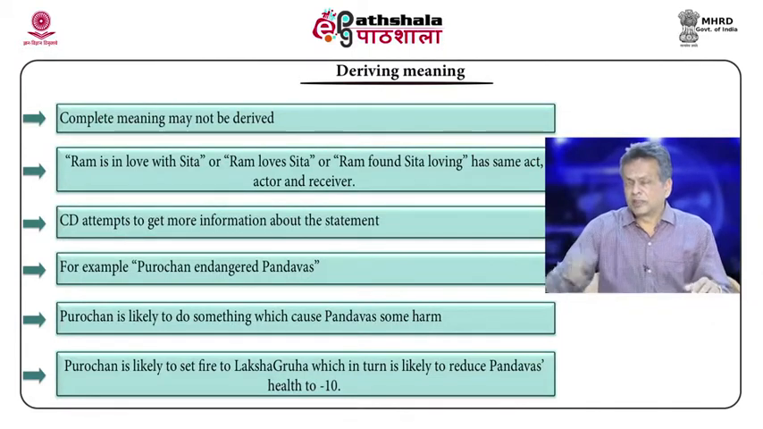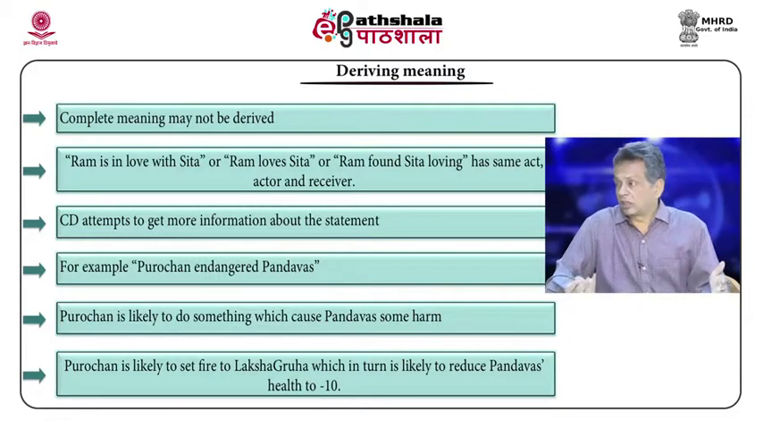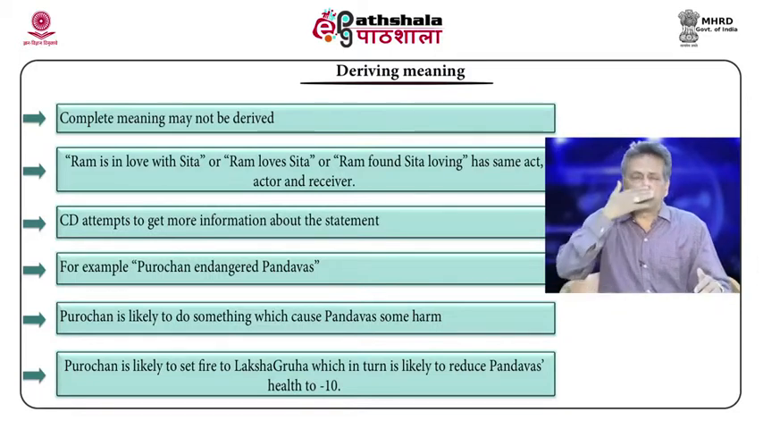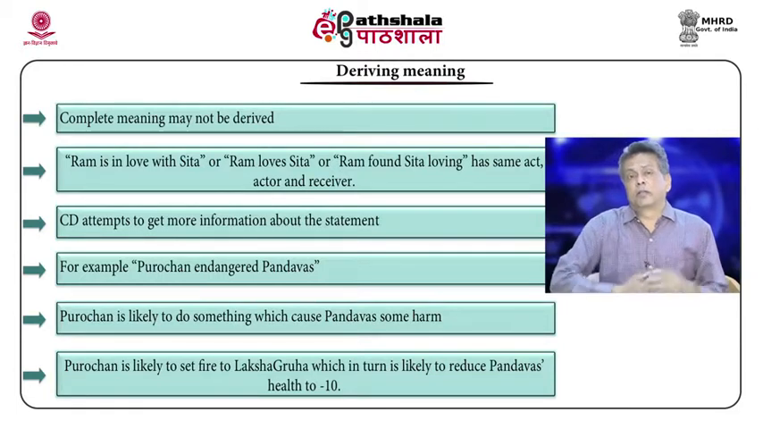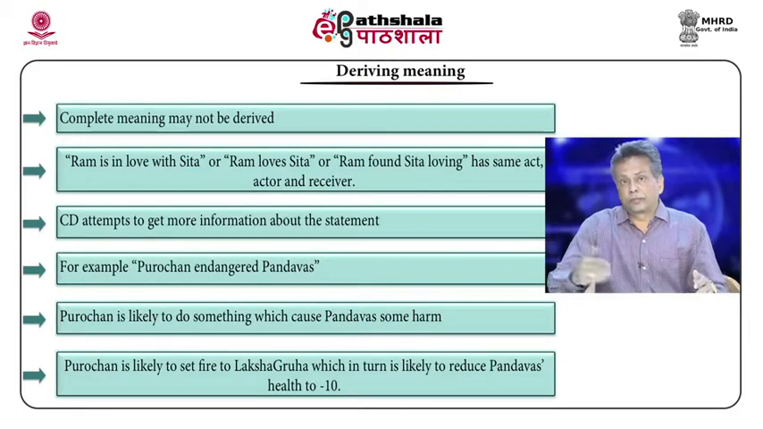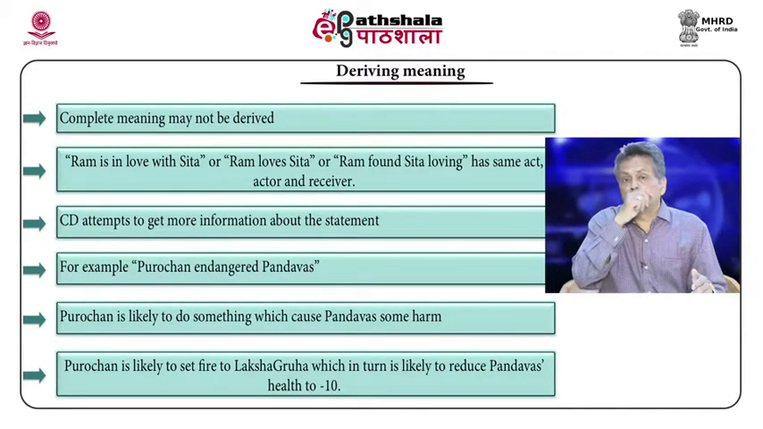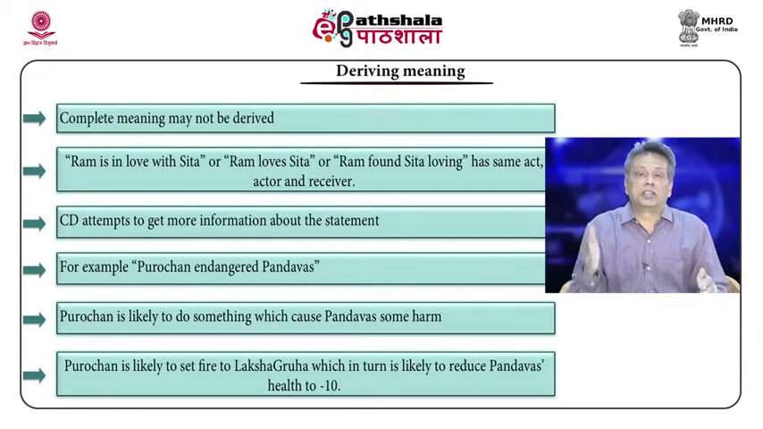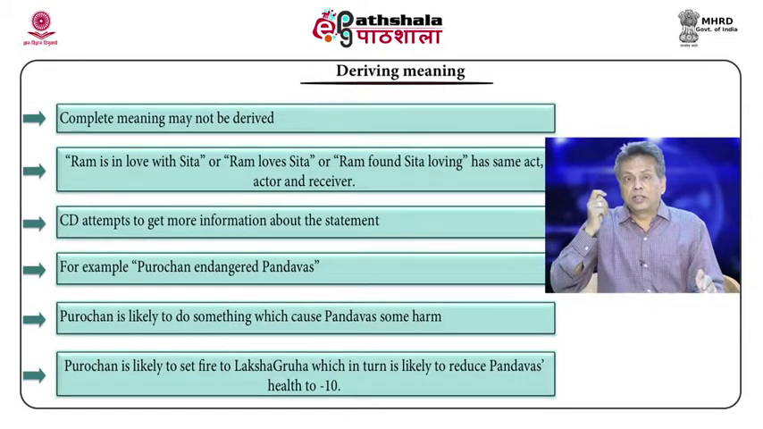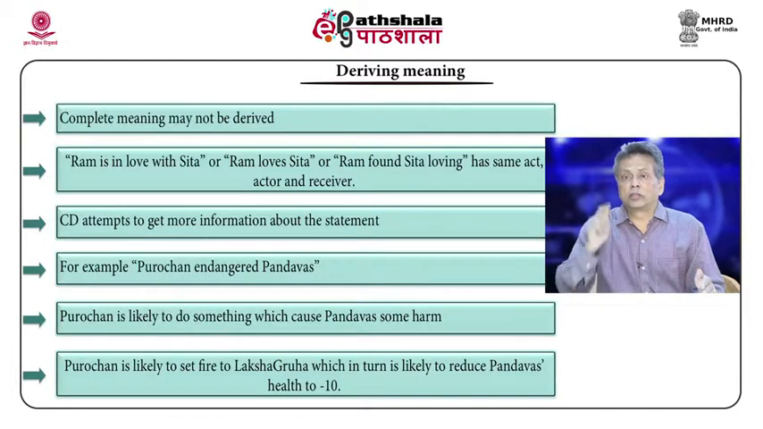There are a few statements like I just talked about: Ram is in love with Sita, Ram loves Sita, Ram found Sita loving. All these statements will have the same representation, and many times CD attempts to get more information out of a statement. For example, one typical example I could quote from Mahabharata is Purochan endangered Pandavas. Now, this is a statement that you probably encounter while reading. Here, the meaning that CD gets out of this is that Purochan tries to do something which reduces Pandava's health, and that is a very important representation, because it involves something which is a question mark.